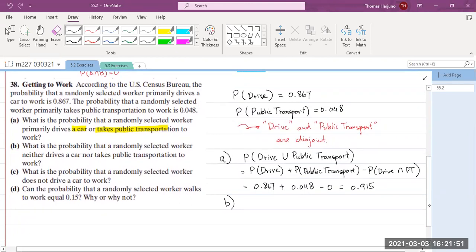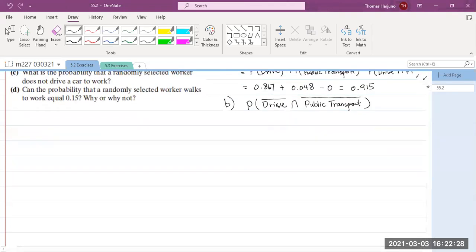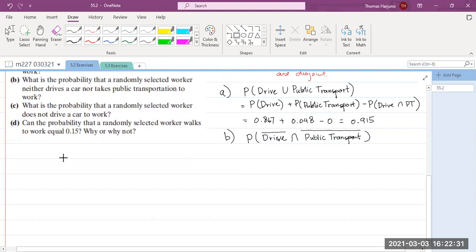Part B. What is the probability that a randomly selected worker neither drives a car nor takes public transportation to work? So, probability of not driving by car and at the same time not using public transport. Let's take a look at the Venn diagram. This one is a bit harder to explain without a Venn diagram. So let's look at this.